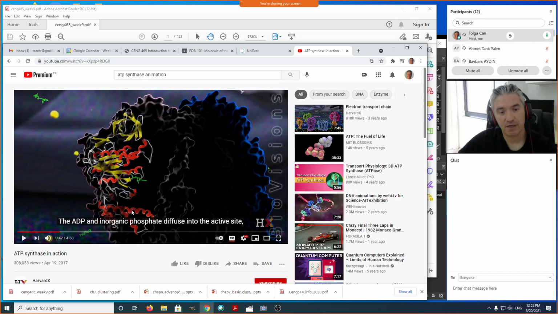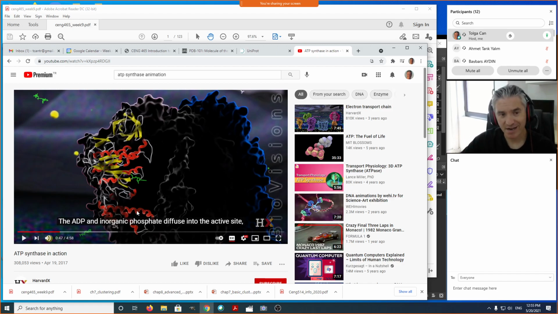Helices have hydrogen bonds between every i-th and i plus fourth amino acid. So the chain turns around itself, and these two amino acids become neighbors with each other. So there are hydrogen bonds that give this helix its stable shape.